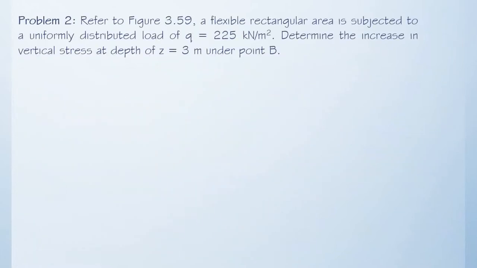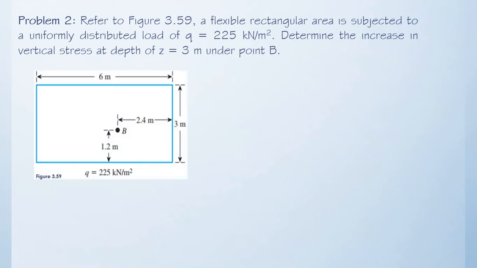Next problem. Refer to figure 3.59. A flexible rectangular area is subjected to a uniformly distributed load of Q = 225 kN/m². Determine the increase in vertical stress at a depth of Z = 3 meters under point B. If you remember, this is the same problem that we had solved previously, except that we are determining the effect of this load at this corner.